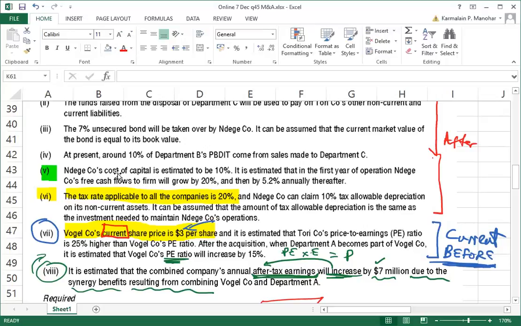So let's continue reading. NEDG's cost of capital is 10%, estimated first year free cash flows. So the free cash flows will grow by 10% and then 5.2% annually thereafter. Once you read this note 5 and you see this free cash flow going on, and especially this bit about 5.2% thereafter, which valuation technique must be jumping up in your minds right now as you read that? Come on. That's specific information for one of the valuation techniques, and it's similar to what we did last night. Right, free cash flow, dividend capacity, that type of thing.